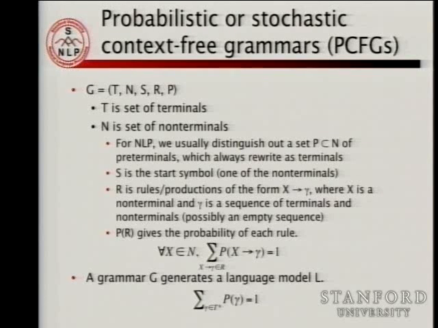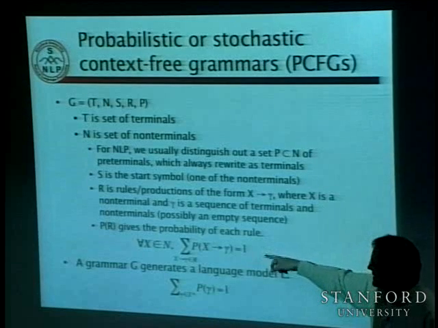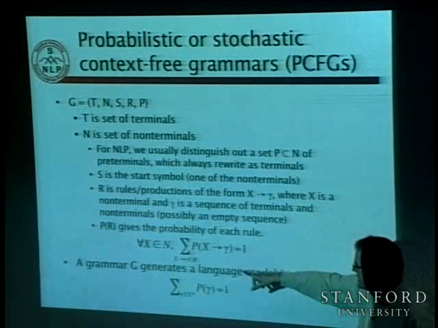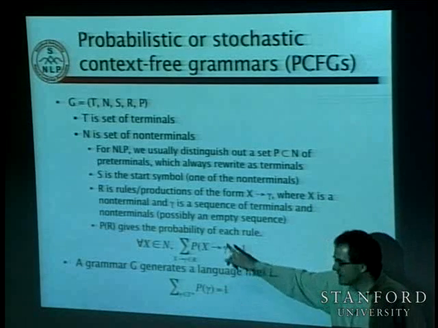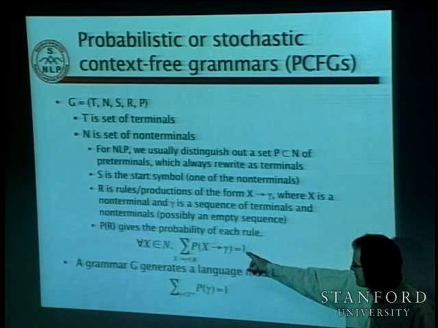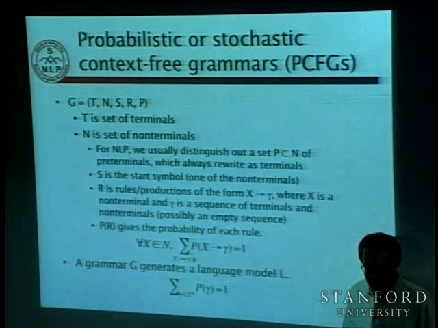Essentially they're exactly the same as the context-free grammars that I mentioned before, apart from we add one thing to it, and that is we've got a whole bunch of rules like a context-free grammar, and for each of those rules we then give a probability to that rule. These are probabilities of rules given their left-hand side.